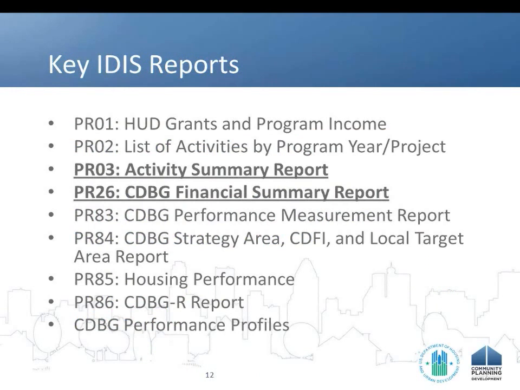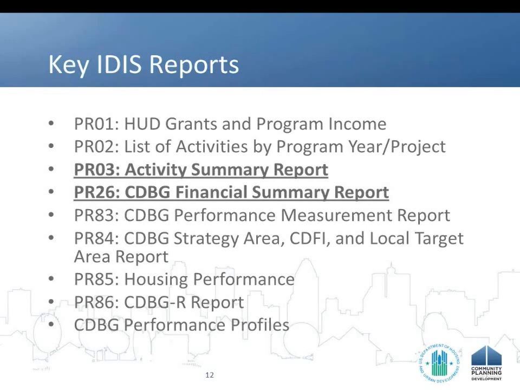You can generate this one on a monthly basis whenever you want, and it will help you track at least the financial progress of your activities. In terms of tracking your performance, it's the PR03, the Activity Summary Report. Some people still call it the Grantee Performance Report or the GPR. And this is one of those reports that, again, is part of your CAPER report.